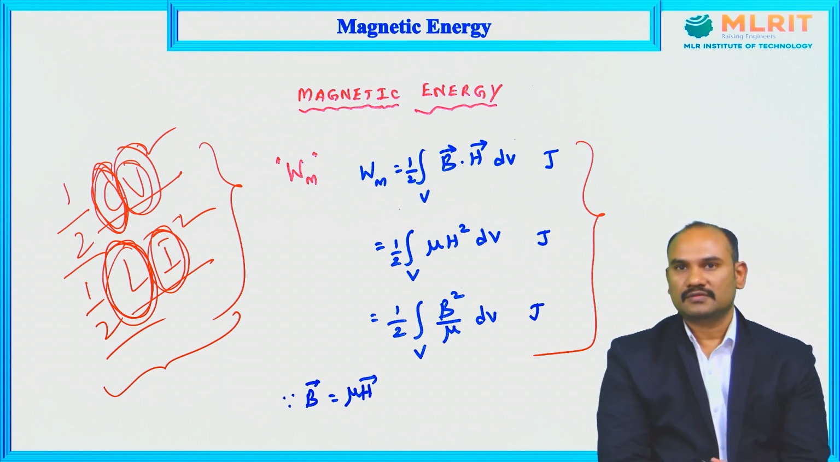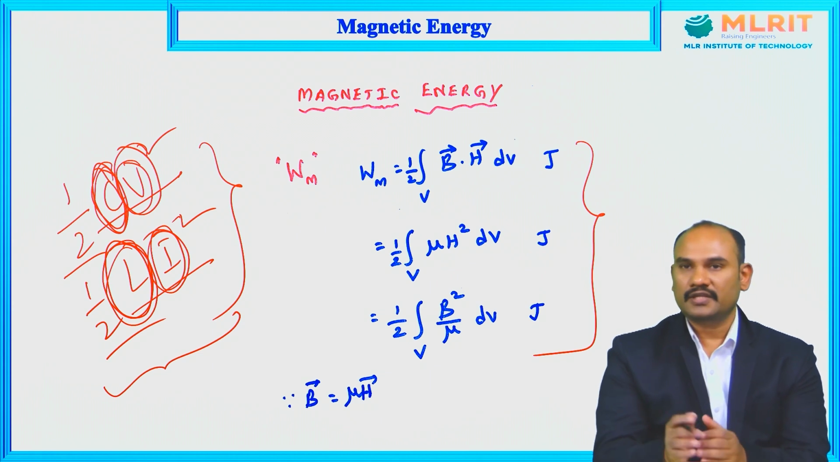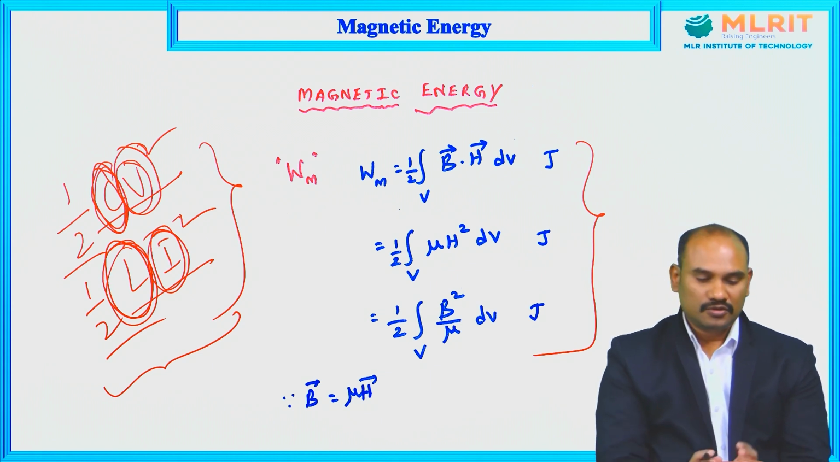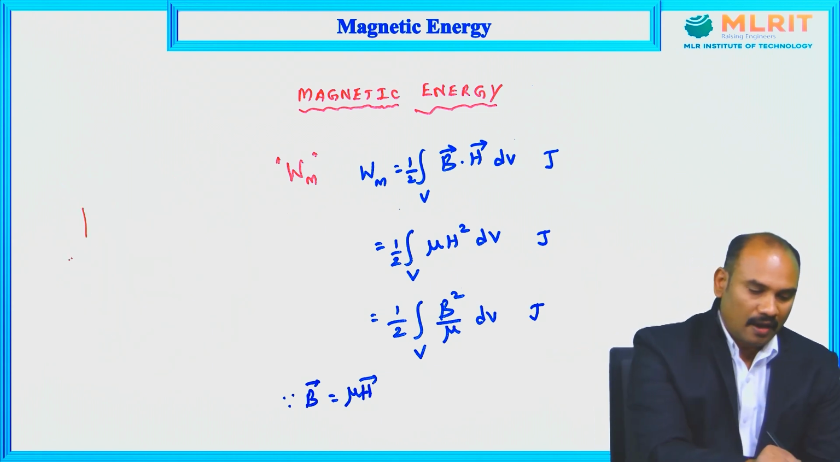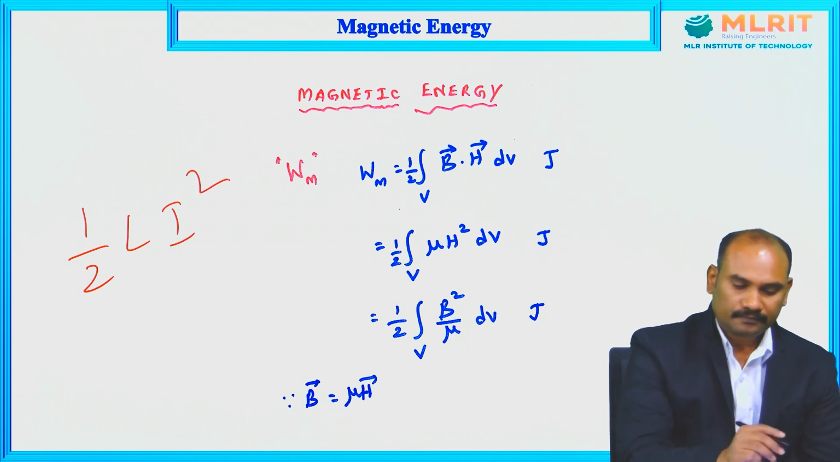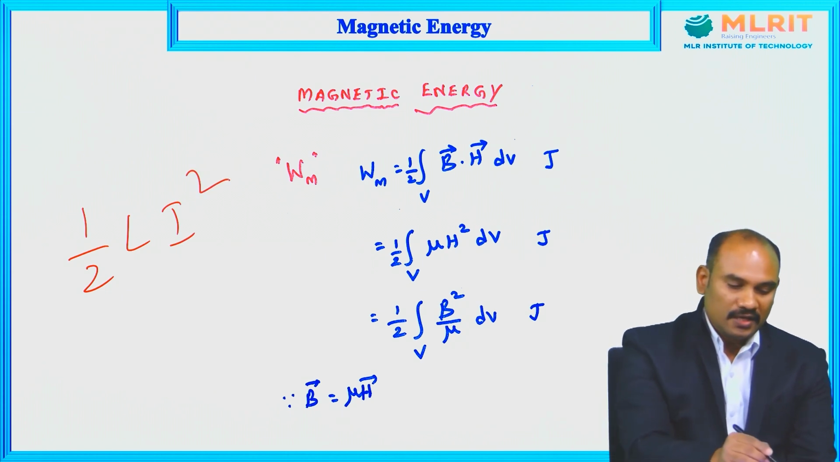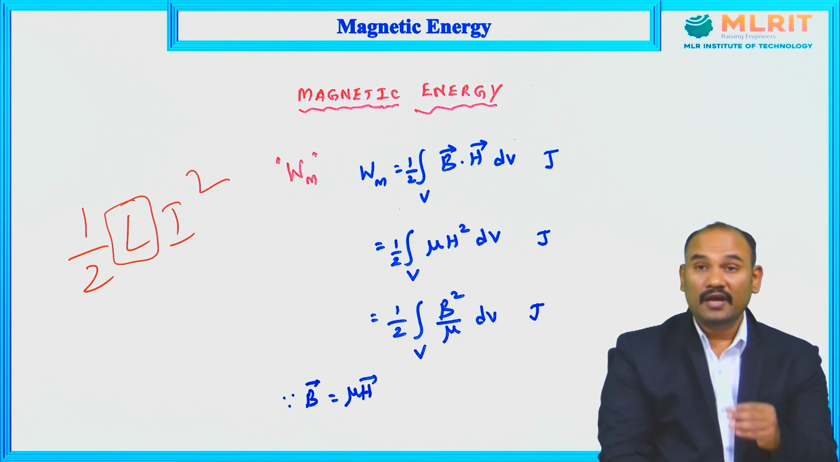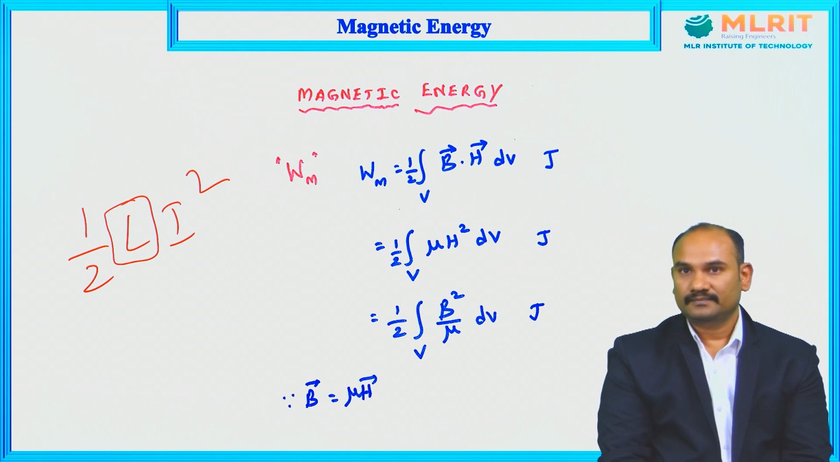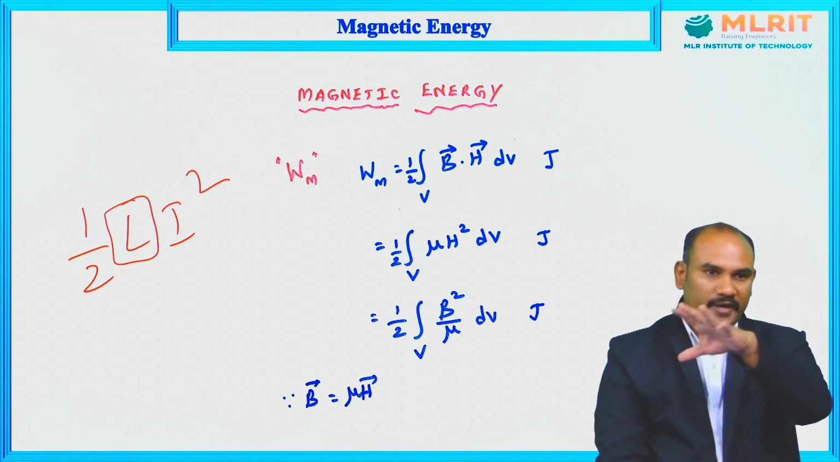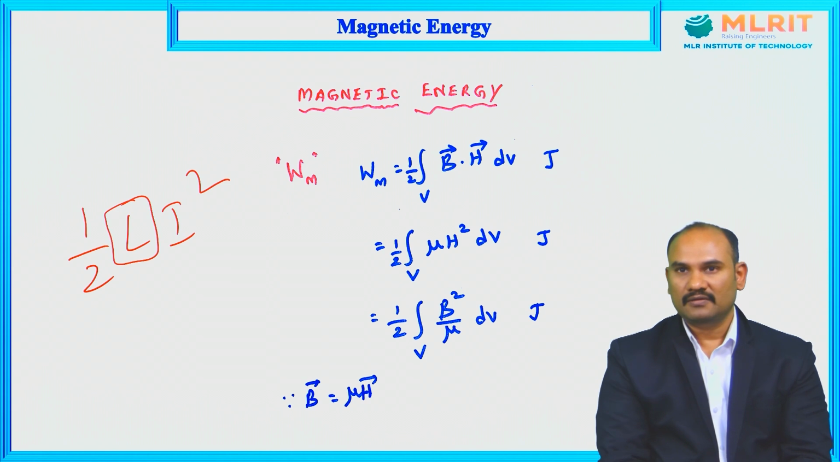Where do you have these inductors and flow of current? In circuits. Now, we are not in circuit theory, we are in field theory. So now, half LI square. In field theory, you don't have an inductor, but you have the inductance property in the medium, because fields propagate in this medium.